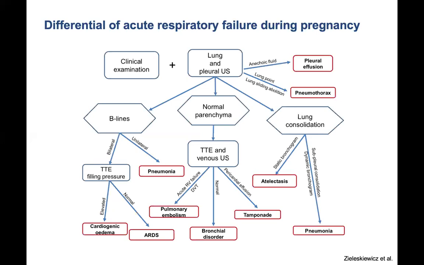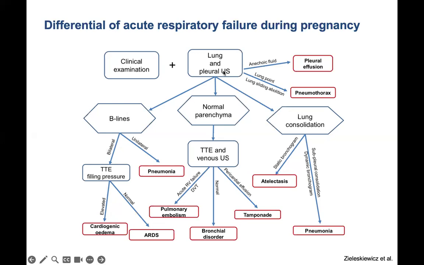This is an example of one of the popular pathways to look at for respiratory failure during pregnancy. Oftentimes they are looking at lung first, which I think is interesting. They're saying, is the parenchyma normal or are there B lines? If there are B lines, unilateral again shows pneumonia. Bilateral, then they're looking at TTE filling pressures and saying if it's elevated, it's cardiogenic. If it's normal, it's ARDS.